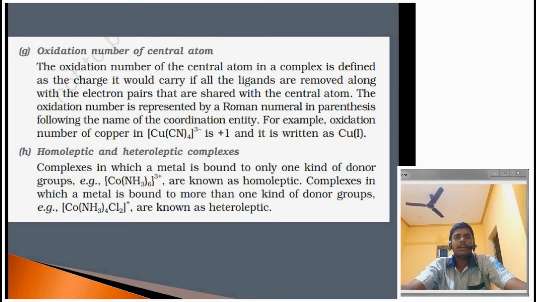Homoleptic and heteroleptic complexes. Complexes in which a metal is bound to only one kind of donor group, for example [Co(NH3)6]3+, are known as homoleptic complexes. Complexes in which a metal is bound to more than one kind of donor group, for example [Co(NH3)4Cl2]+, are known as heteroleptic complexes.